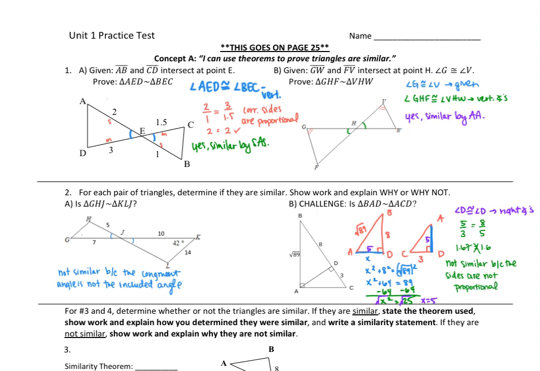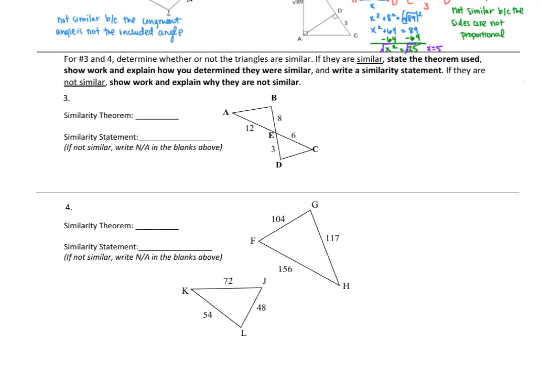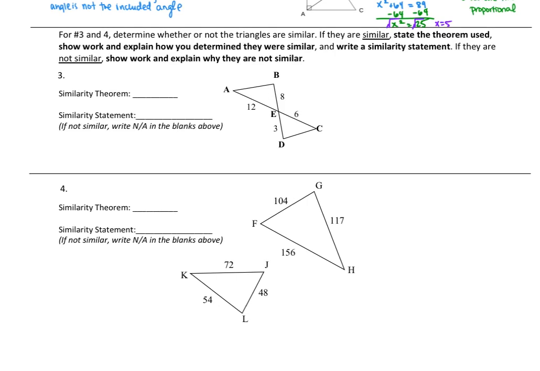So even though the included angle, which is the right angle, is congruent, we would need these sides to be proportional for them to be similar. All right. For problem number 3 and 4, we're basically doing the same thing.